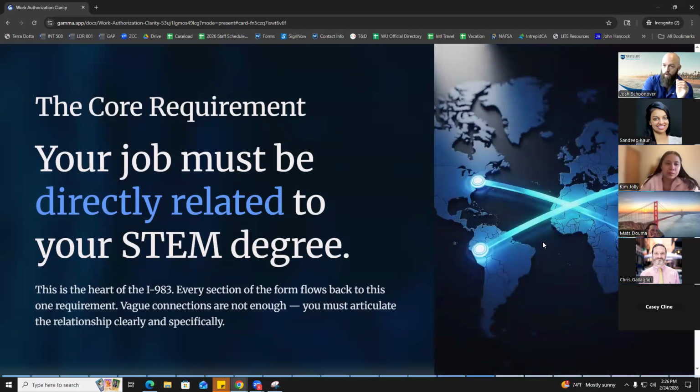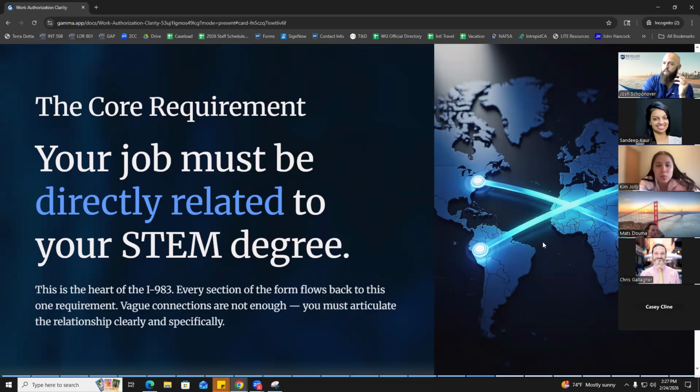Core requirement here, just like with CPT and OPT, the position needs to be directly related to your program of study. For STEM OPT, the position needs to be directly related to the STEM component of your degree. So if you did an MBA with the STEM concentration, for example, you need to tie it not to the MBA, but to the STEM concentration. You need to tie your employment to that. The clearer you are, the better.